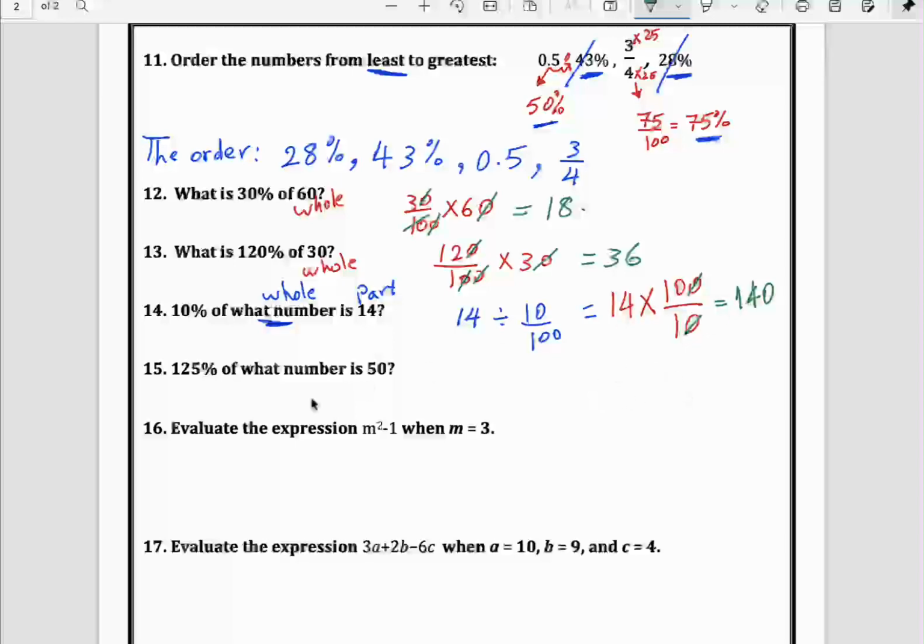And in question 15, 125% of what number is 50? So this is the whole and the 50 is the part. If you need to find the whole, you divide by the percent. So let's do the same. So 50 divided by 125%.